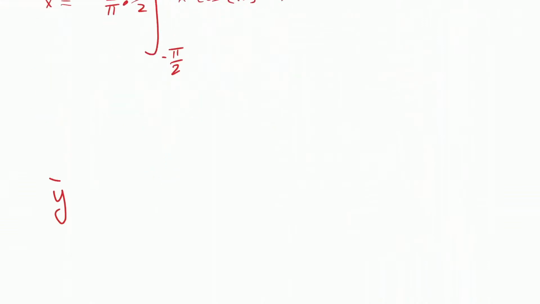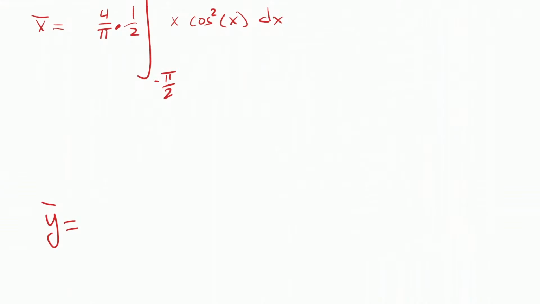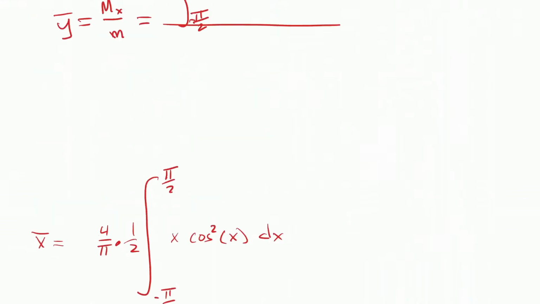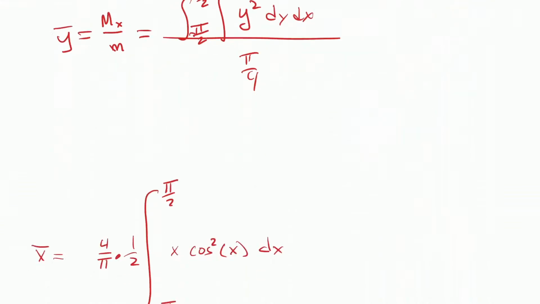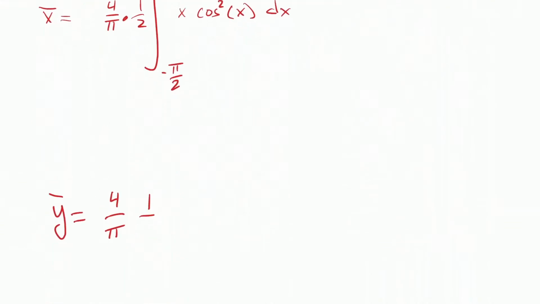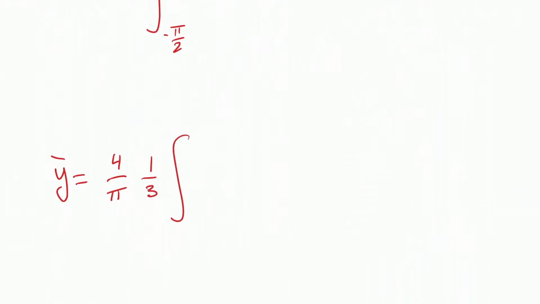And then the y bar, that one will be sort of similar, but it is also pretty ugly. It's not 1/2 anymore, because what you do is you put an extra y in there, so you have this y squared. So y squared ends up being y cubed over 3, so this will be 1/3. The integral from 0 to pi over 2, and then this will be cosine cubed of x dx.